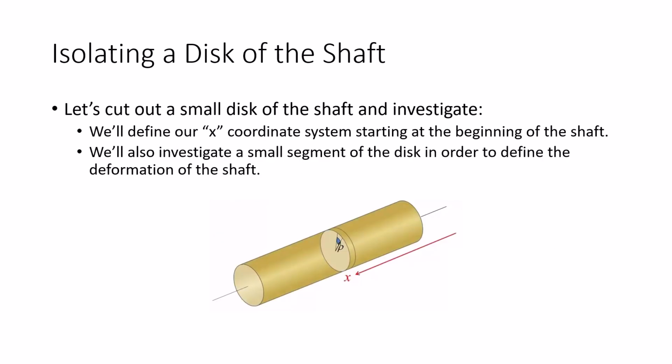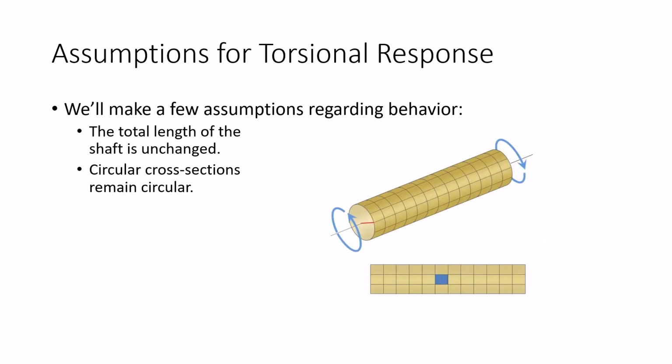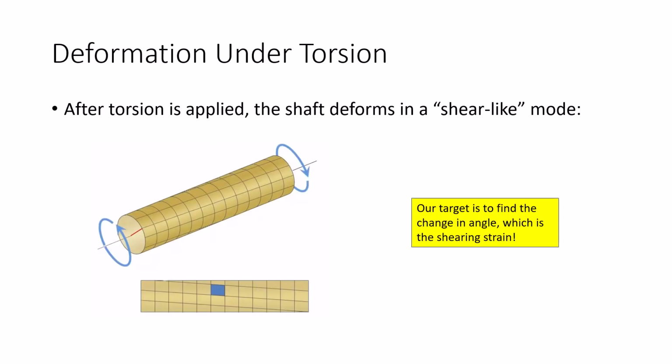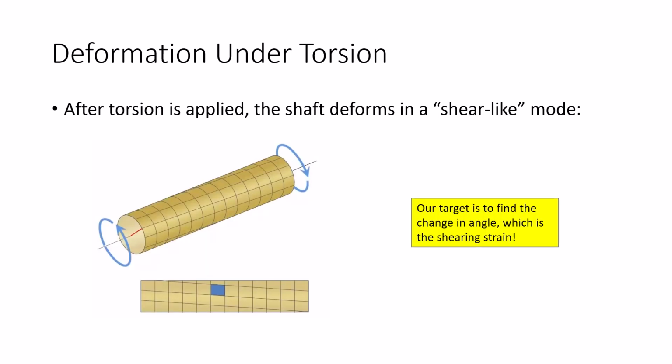Okay, so here's the torsional shaft before we apply the load. Here's after, okay? And if you pay attention to one of these little differential elements, here's what it looks like before. This is me just painting a little grid on the torsional element before we apply the load. And here's after. This looks a lot like an element under shear, right?